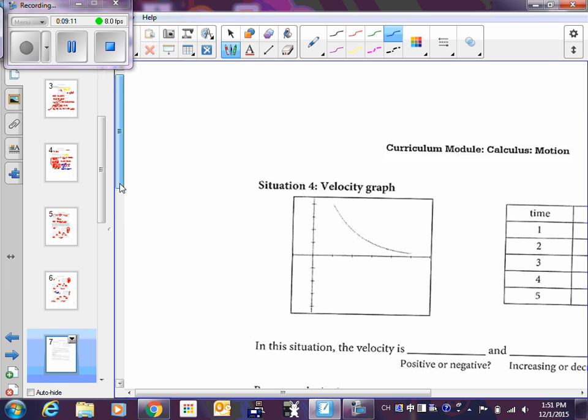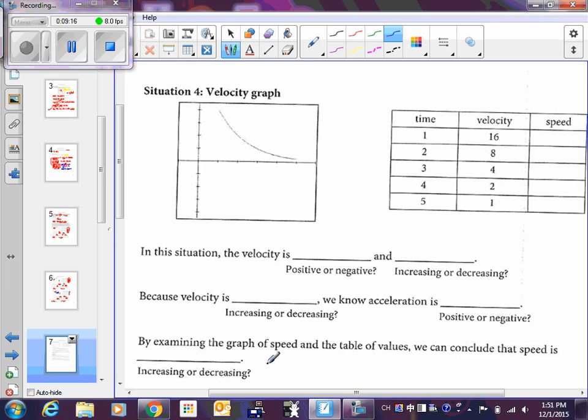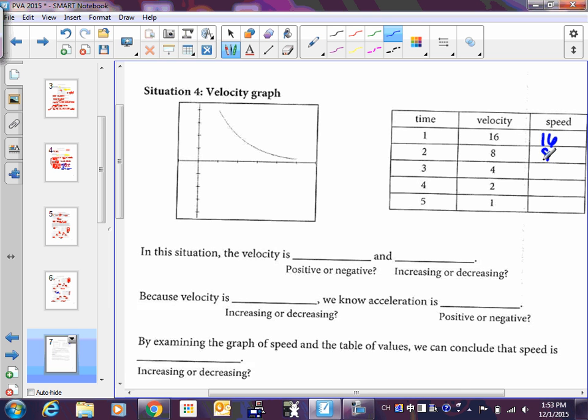So last one, I want you to try to do this one on your own. And go ahead and try as much of the conclusion below it as you can. Okay, what'd you guys get for velocity? Positive or negative? Positive and decreasing. And so because velocity is decreasing, acceleration is negative. So we have a positive velocity and a negative acceleration and a decreasing speed.